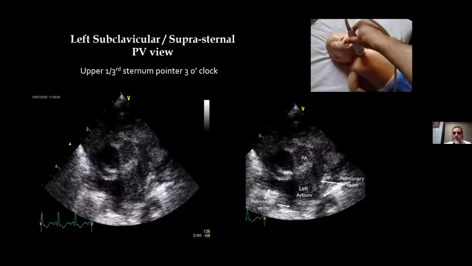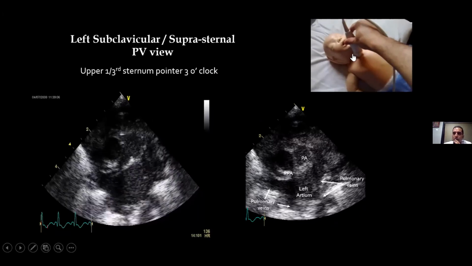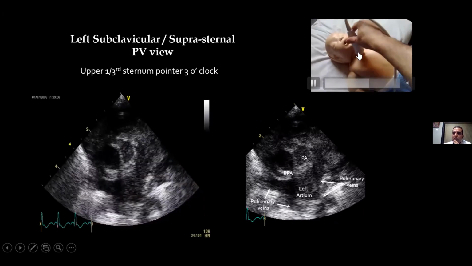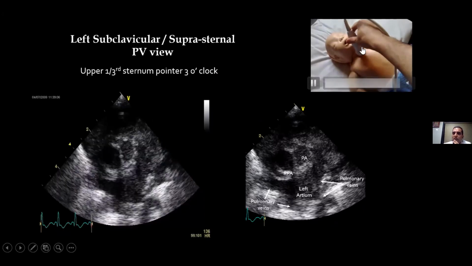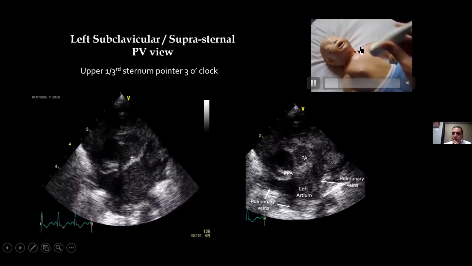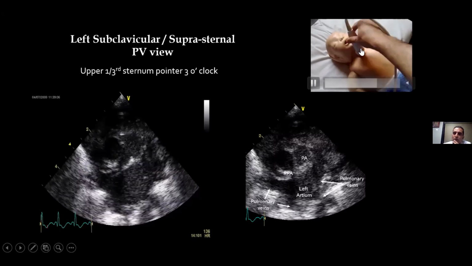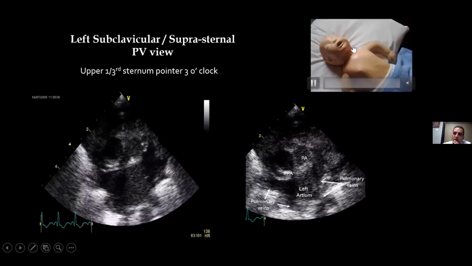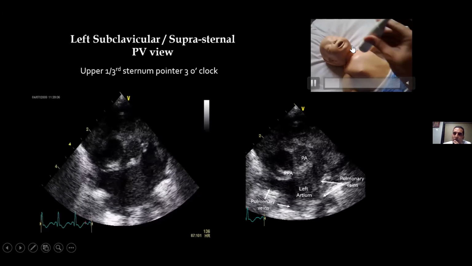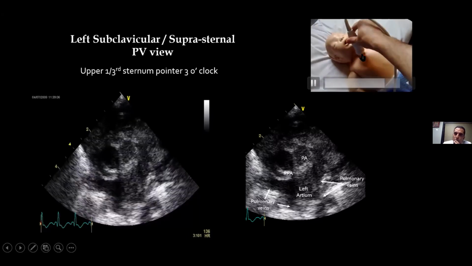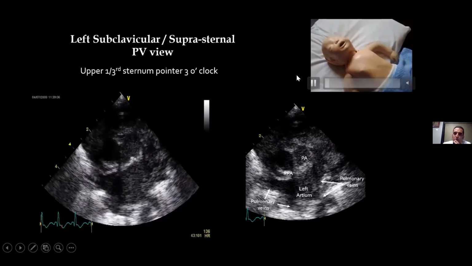So this is now your pulmonary vein view. Again, the probe is kept at the same place in the left subclavicular area. The pointer is pointing towards the 3 o'clock position, that is towards the left shoulder. The only thing is, it is the same place where you do the pulmonary artery view. But as you can see, I have done a sweep of the foot of the probe downwards, that is posteriorly.